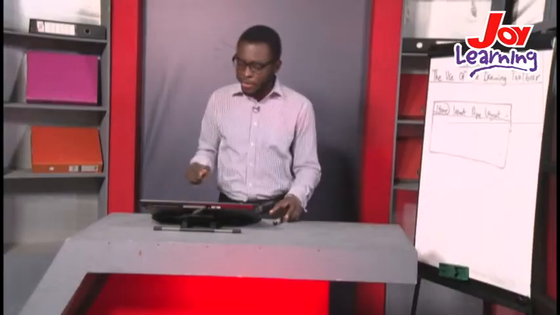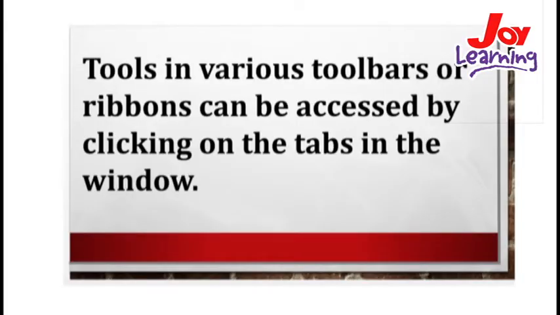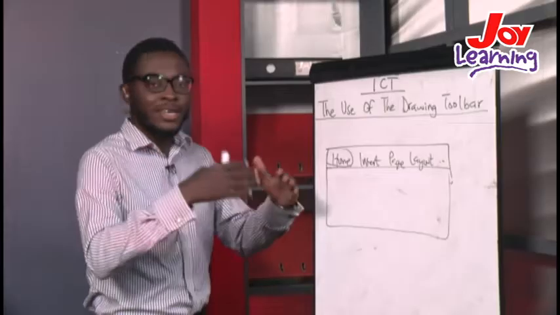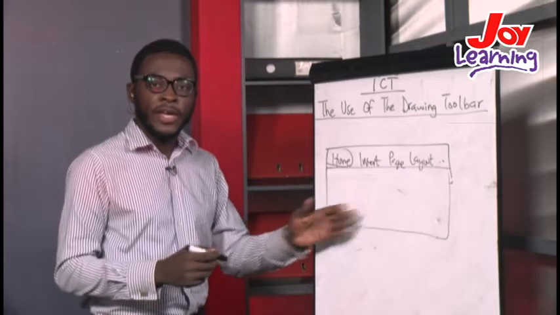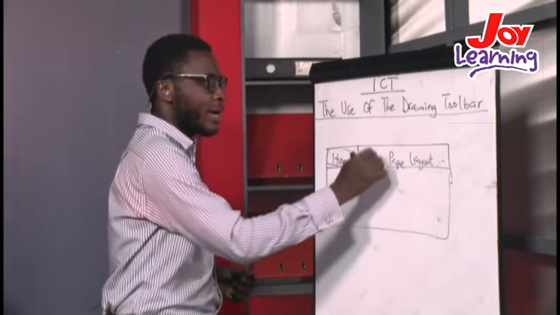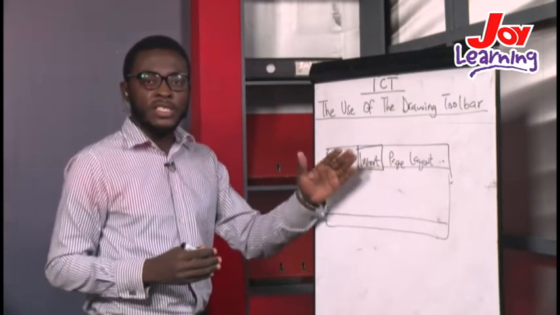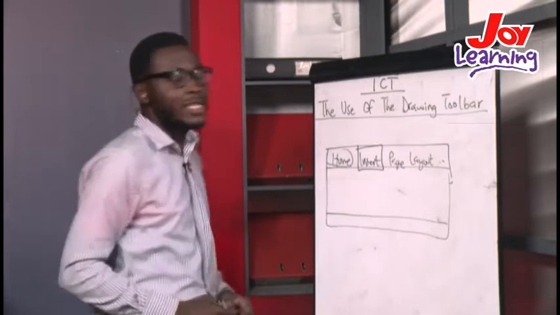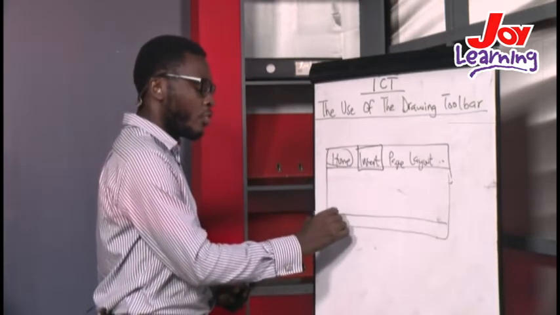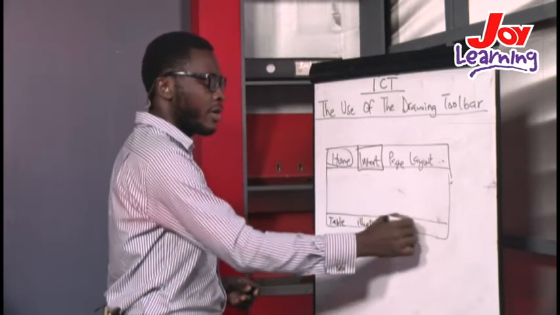So tools in the various toolbars or ribbons can be accessed by clicking on the tabs. For you to access the Home ribbon or the Home tools, you click on the Home tab. For you to access the Insert ribbon or the Insert tools, you click on the Insert tab. If you click on the Insert tab, there are various groups as well. We said the various tabs contain ribbons, and these ribbons are put into different groups. So if you move to the Insert tab, we have the Table group, the Illustrations group, and the other groups are there.